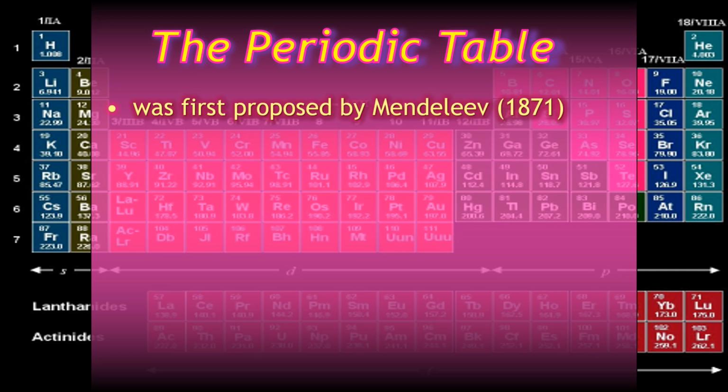The periodic table was first proposed by Dmitry Mendeleev in 1871. He didn't know a thing about electrons, protons, or neutrons. He didn't know a thing about orbitals. None of that stuff had been discovered then. What he was looking for was a way of classifying the elements he knew based upon their different properties.